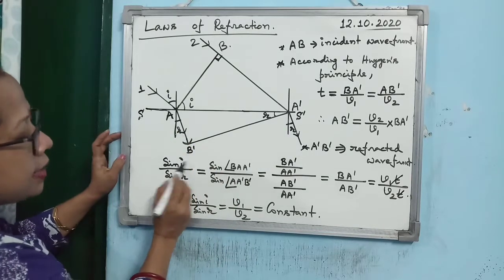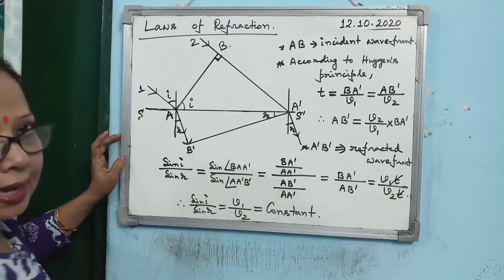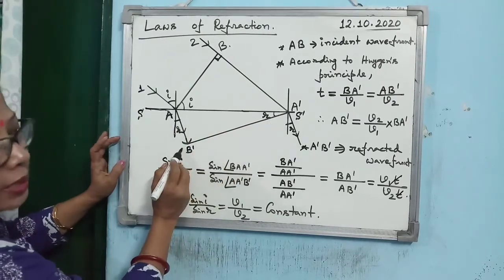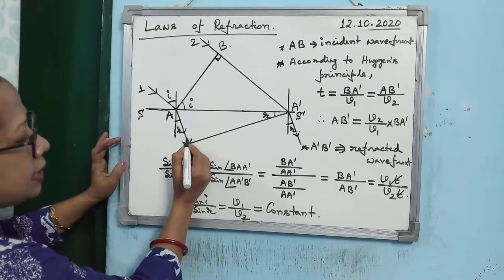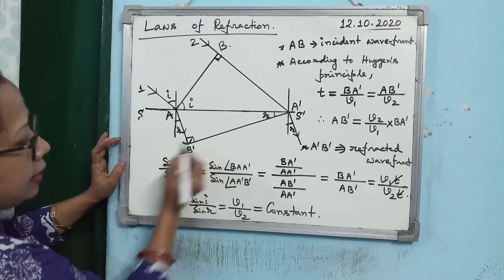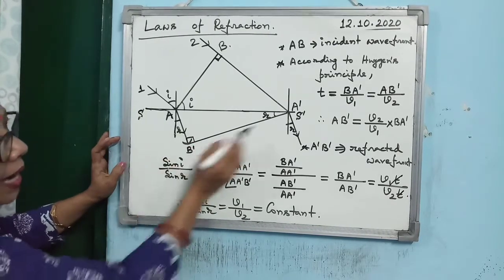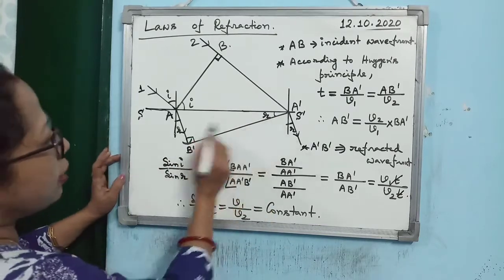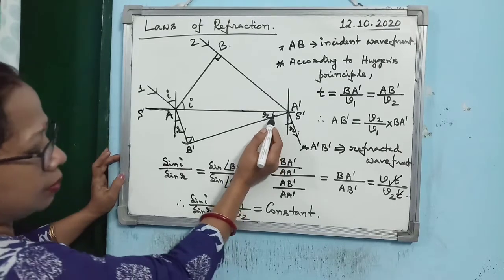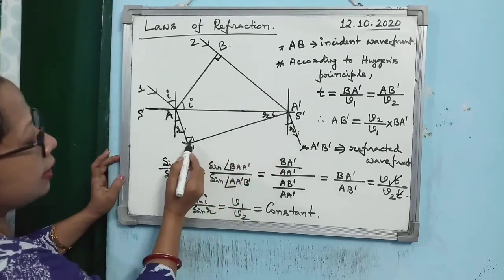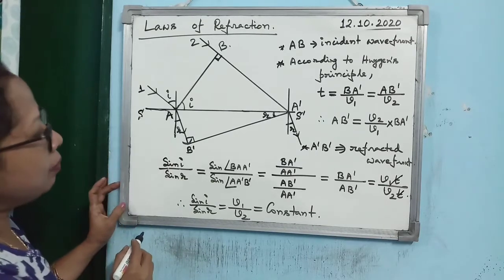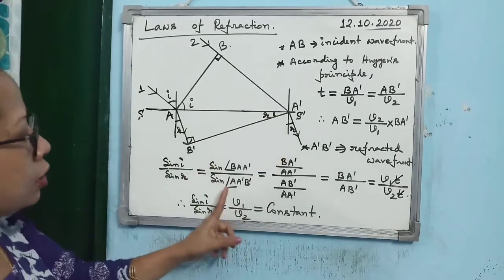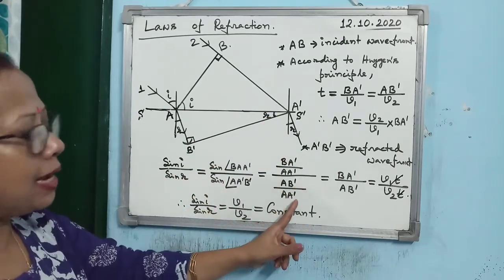So you can write sin i is equal to BA' by A'B'. Then come to sin r. Sin r means angle A'B'. Now for sin r, you see this angle is 90 degrees. So AB' by B'A' is equal to, which one is the perpendicular? If you consider this is the angle of refraction, then the perpendicular will become AB', and the hypotenuse is AA'. So what is sin r? AB' by AA'.